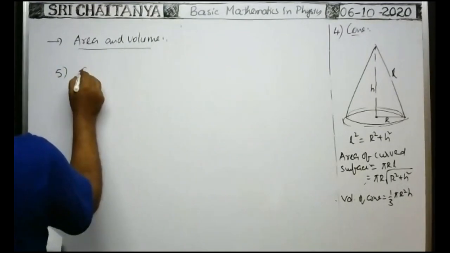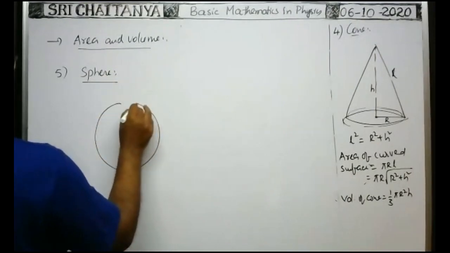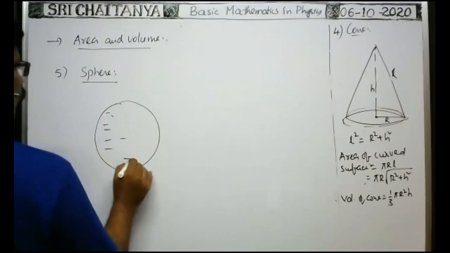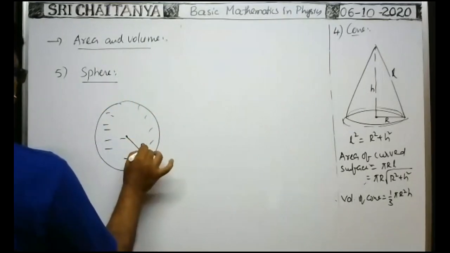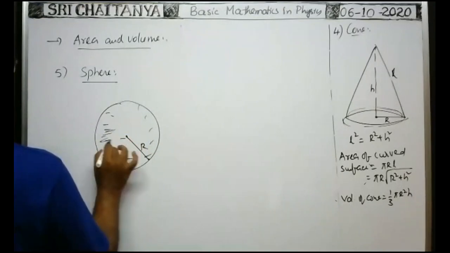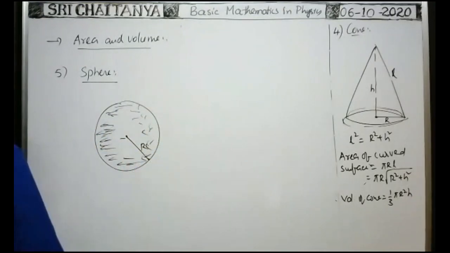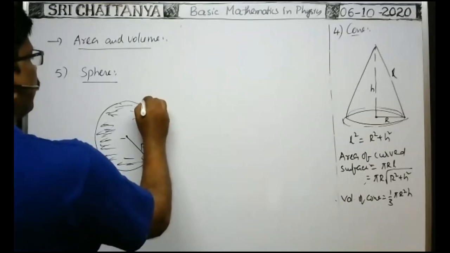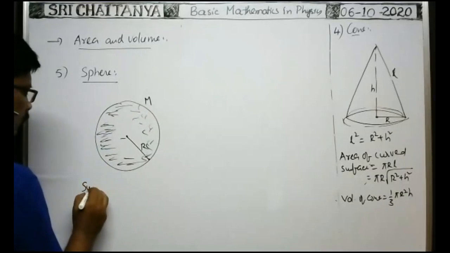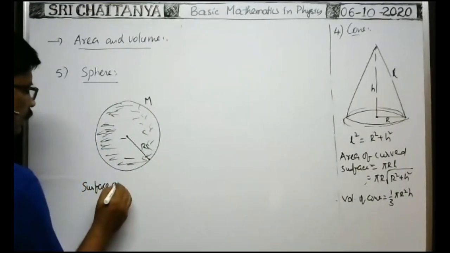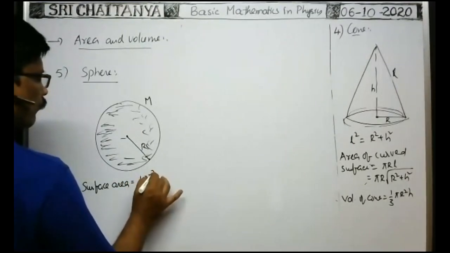Fifth one, sphere. It is the sphere of radius capital R, and mass say M. Then what is the surface area of the sphere? Surface area of sphere is equal to 4 pi R square.